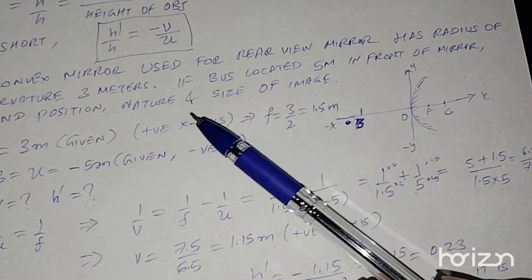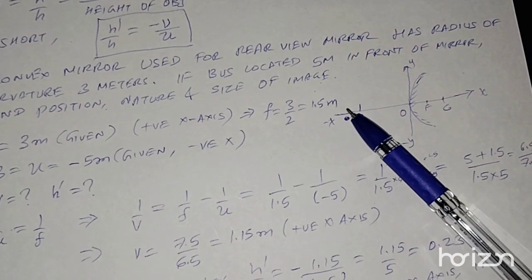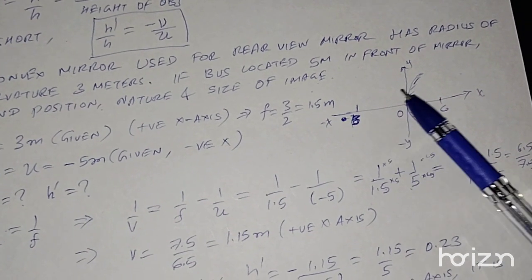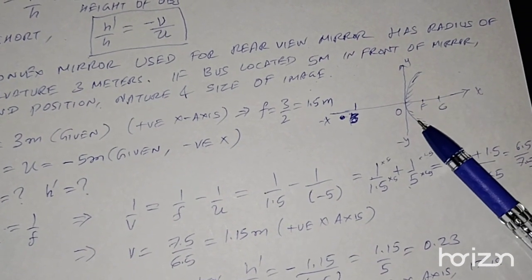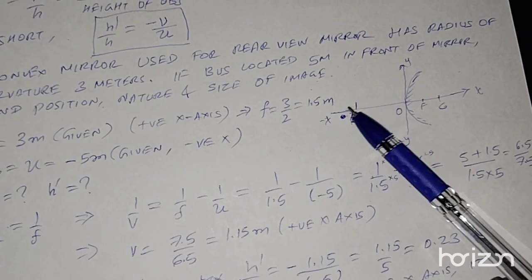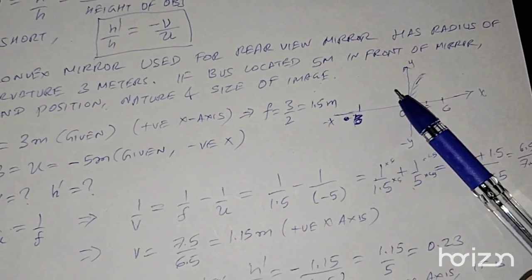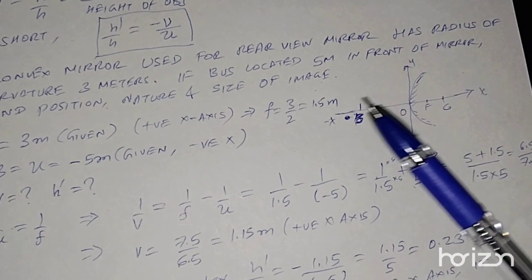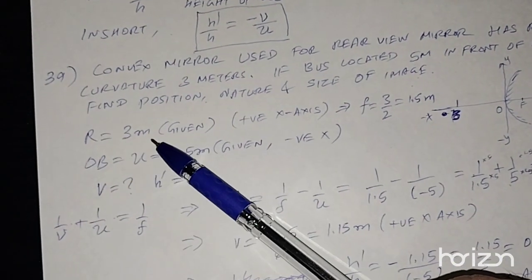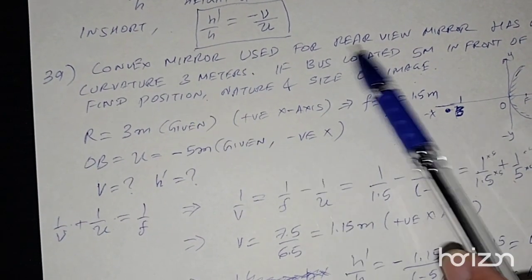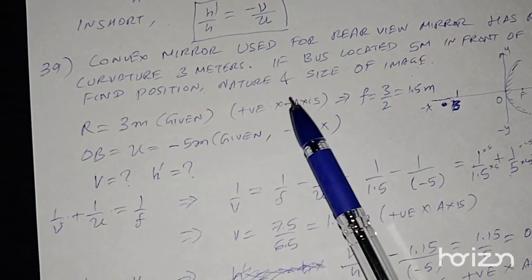Okay, and they have also given that the bus is on this side, because see, this is the reflecting side, this is the rear view mirror. That means the bus is in front of the mirror, correct? So it is on the negative side. Okay, so given that r is 3 meter, which is given, right? Radius of curvature is 3 meters.